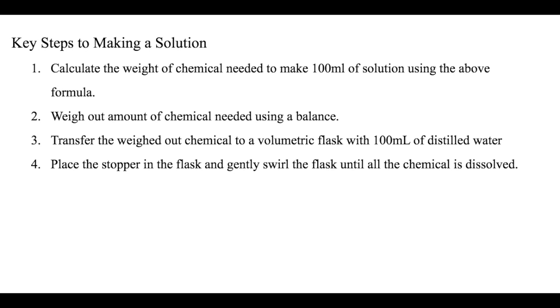Key steps to making a solution. First, calculate the weight of chemical needed to make 100 milliliters of solution using the above formula. Then, weigh out the amount of chemical needed using a balance. Then, transfer the weighed out chemical to a volumetric flask with 100 milliliters of distilled water. Then, gently swirl the flask until all of the chemical is dissolved.